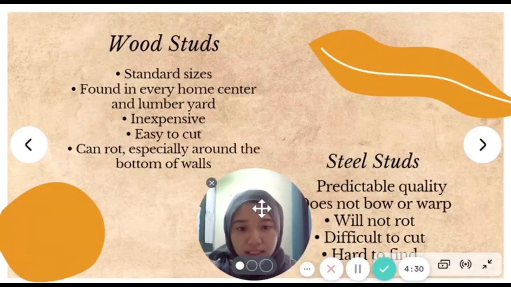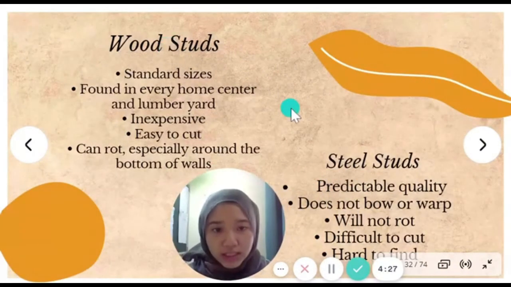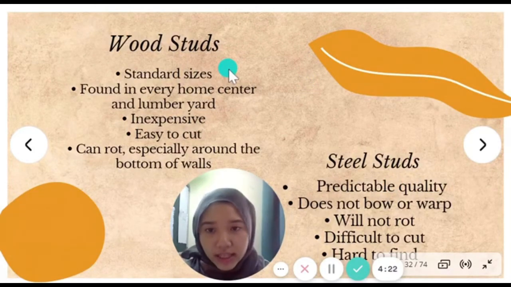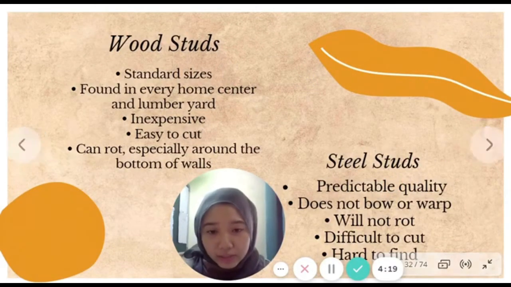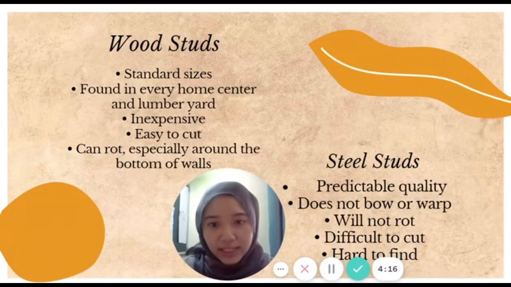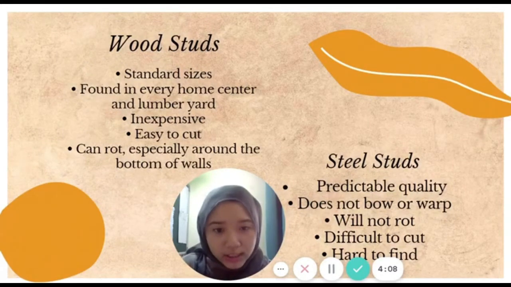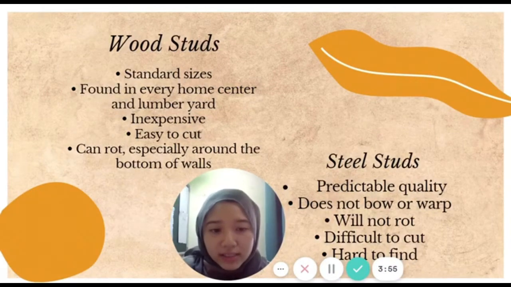Okay, these are the differences between wood studs and steel studs. The wood stud comes in standard sizes and is found in every home center and lumberyard. It is inexpensive and easy to cut, but it can rot, especially around the bottom of walls. The steel stud has predictable quality, so it does not bow or rot, but it is difficult to cut and hard to find.